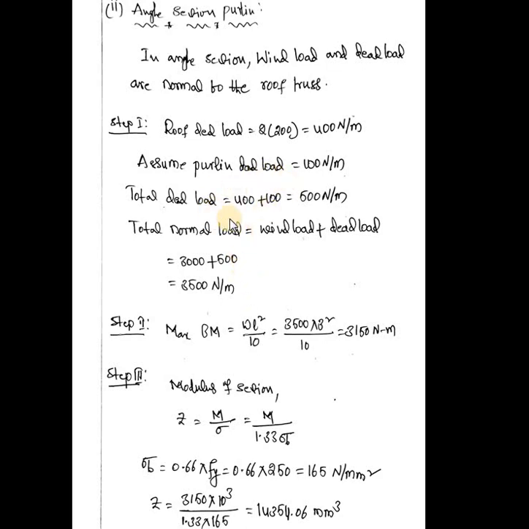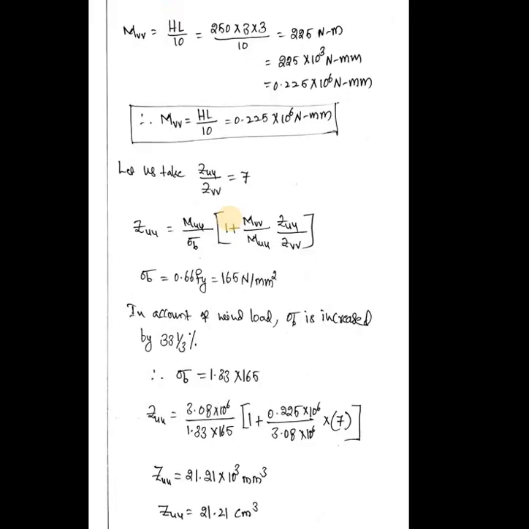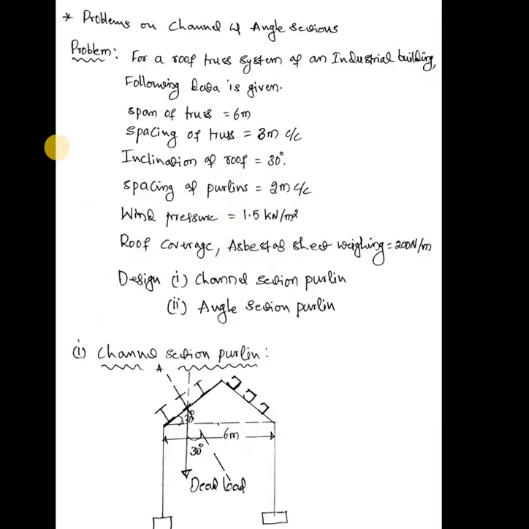So these values we have taken from the given data as we discussed in yesterday's class. So these are the details. Same problem we are continuing in this lecture. In the previous lecture we solved the problem on channel section purlin. Just see here, this is the given data, same given data we are proceeding. In part 1 we discussed channel section purlin. In this lecture, this is part 2, we are going to solve the problem for angle section purlin.